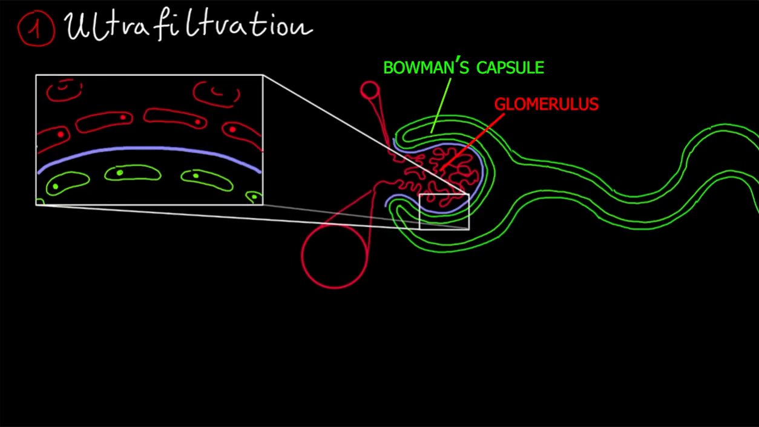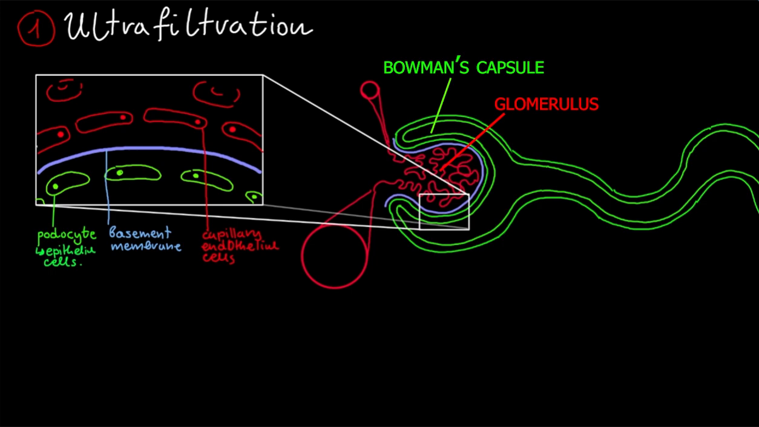Okay, so before we talk about the filtration process itself, we need to talk about the filters themselves. The first layer is our capillary walls, our endothelial cells. Next we have a gel-like basement membrane, and next we have podocytes, which are epithelial cells of our nephron. The main things that we should filter out of the blood are urea, glucose, some ions, and amino acids with water.